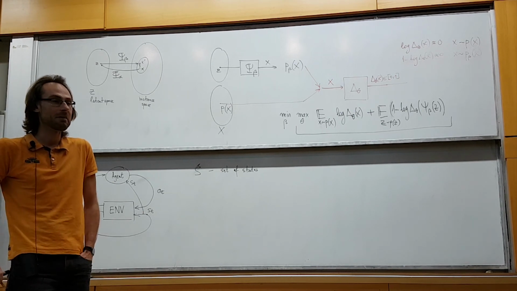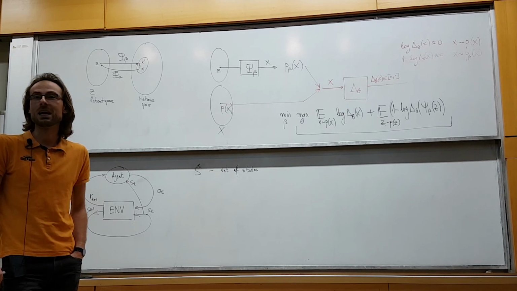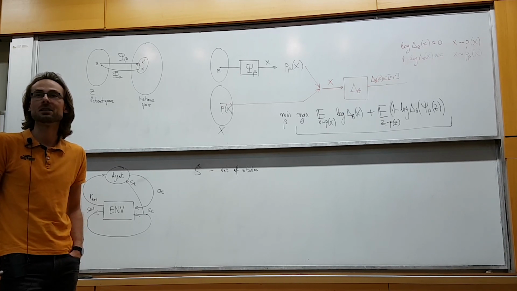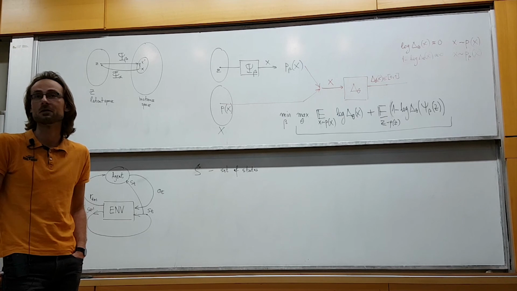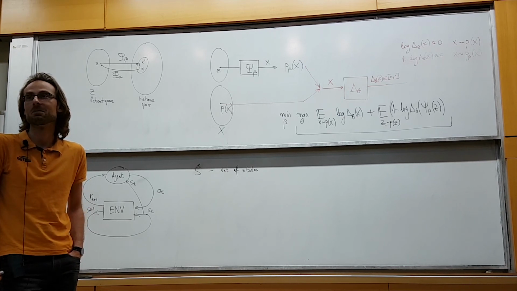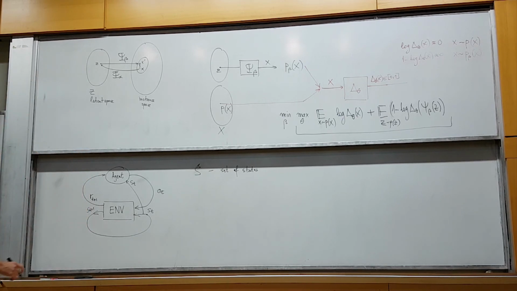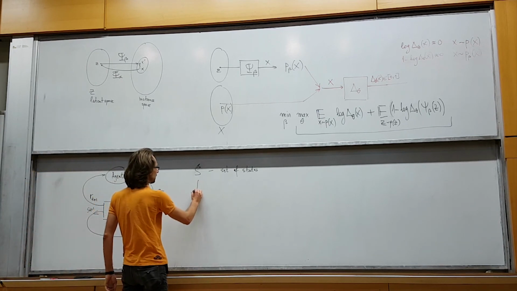Or if, let's say, we play a video game, the state of the game would be all the possibilities of the pixels displayed on the display. Also, quite a huge state space. Then we have a set of actions.